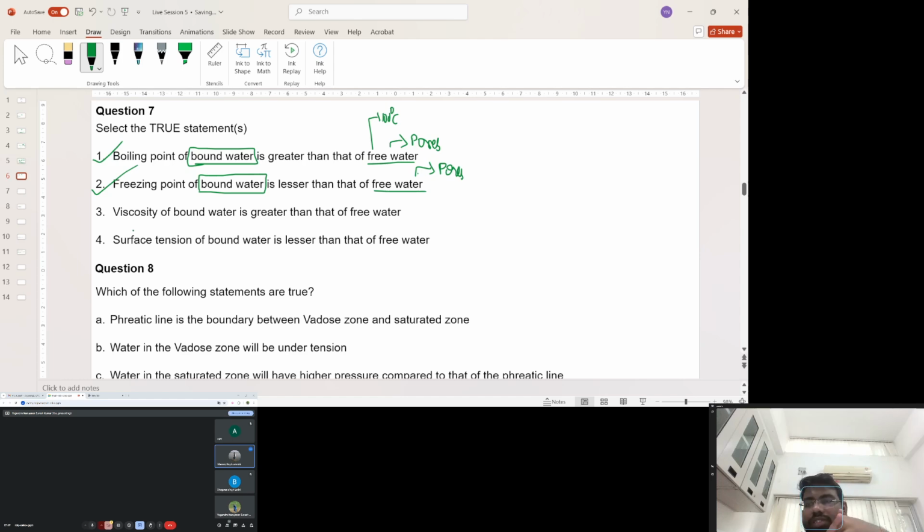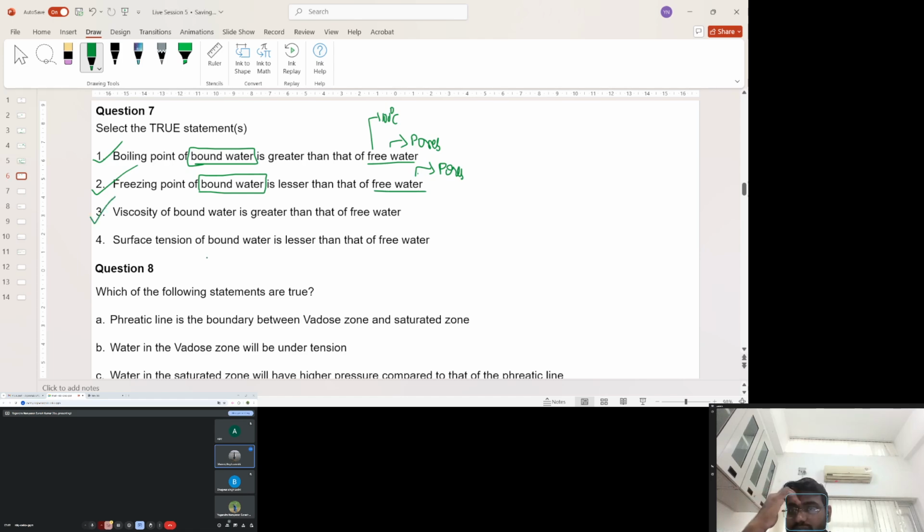So when this statement is considered, viscosity is defined as the resistance to flow. Since the bound water is attracted to the grains by electrostatic forces of attraction, the ease by which the bound water moves will be lesser. So hence bound water's viscosity will be more than that of free water. So the statement 3 is also right.